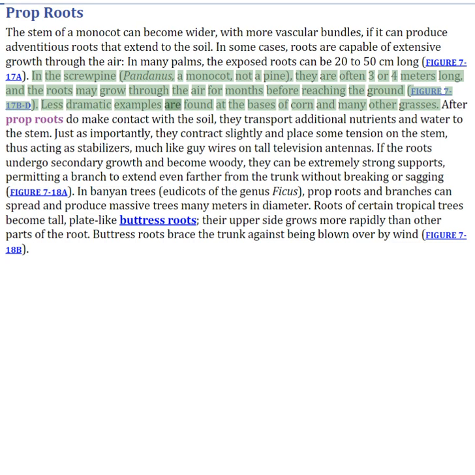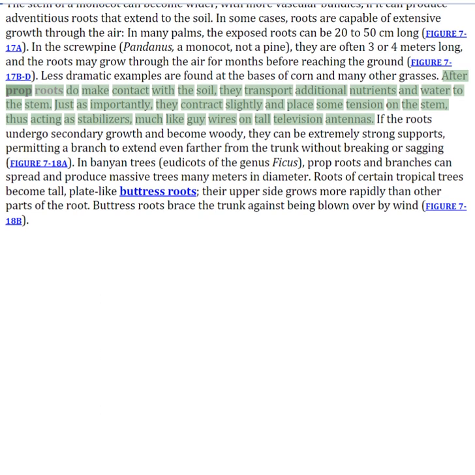Less dramatic examples are found at the bases of corn and many other grasses. After prop roots do make contact with the soil, they transport additional nutrients and water to the stem. Just as importantly, they contract slightly and place some tension on the stem, thus acting as stabilizers, much like guy wires on tall television antennas.